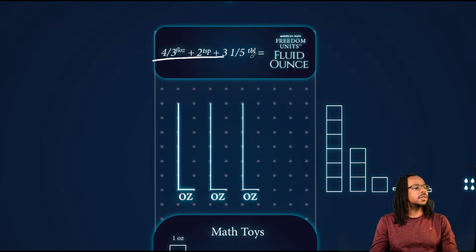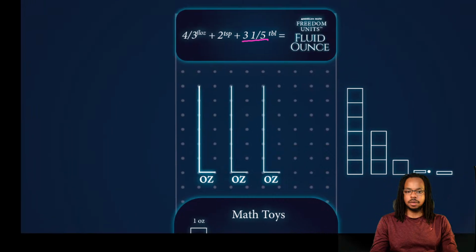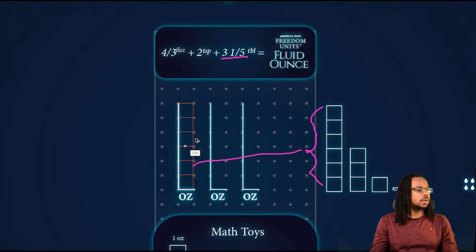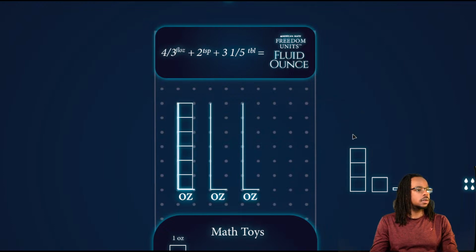I'm gonna start off with the biggest values first. I like to break it down. All right. So first we have 3 and 1/5 tablespoon. So we know we need 3 tablespoons. We know a full beaker is 2 tablespoons. So let's drag that over. And to get one more tablespoon, we just need to add 3 teaspoons to another beaker. Boom. So now we need that 1/5 value.